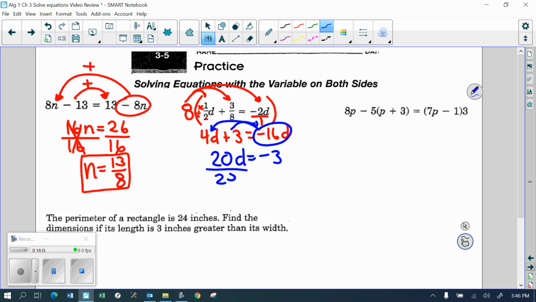And the last step is to divide by 3. And there's my answer since it does not simplify. Negative 3 over 20, d equals negative 3/20.